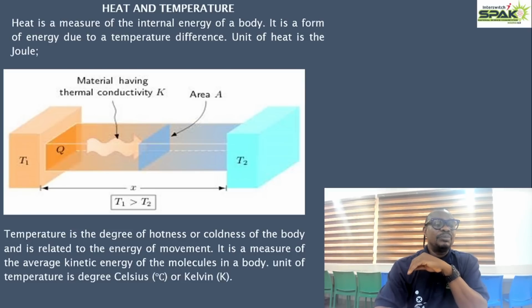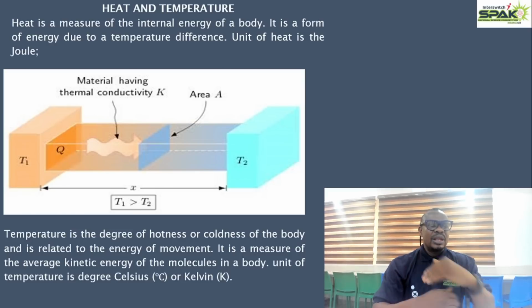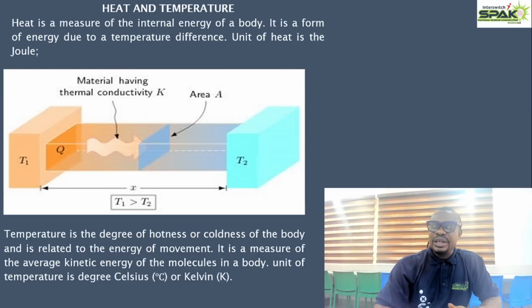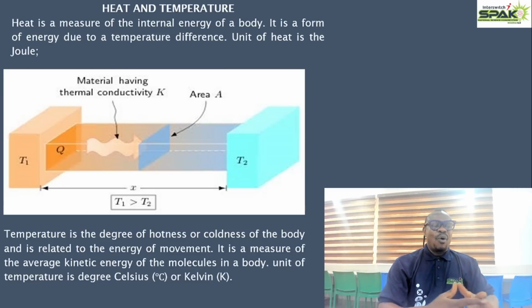The SI unit for heat is simply what? Joules. So then let's move down to temperature. What then is temperature? Temperature simply tells us how hot or how cold an object is. That is why we say that temperature is the degree of hotness or coolness of a body, and it determines the flow of heat energy.